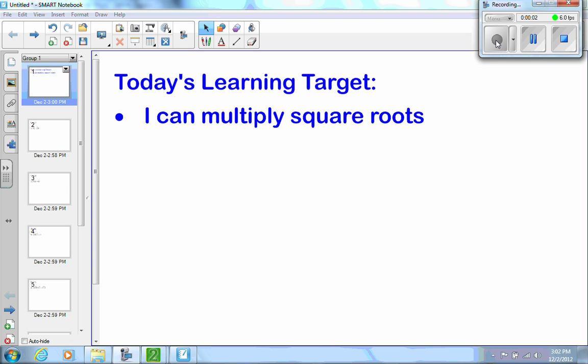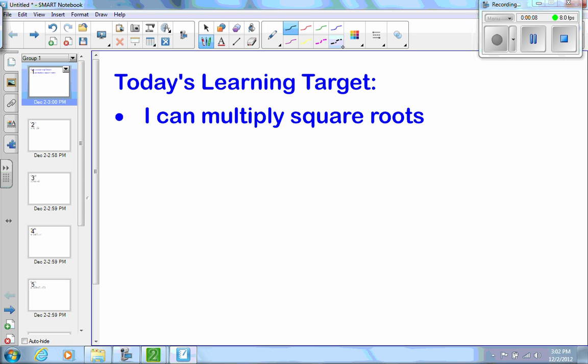Today's learning target is I can multiply square roots. Now yesterday, remember, we added and subtracted square roots, and one of the things that we said had to be true was they had to be like radicals. So yesterday when we added and subtracted, if we had something like the square root of 2 plus the square root of 3, we couldn't combine those. They're not like radicals.